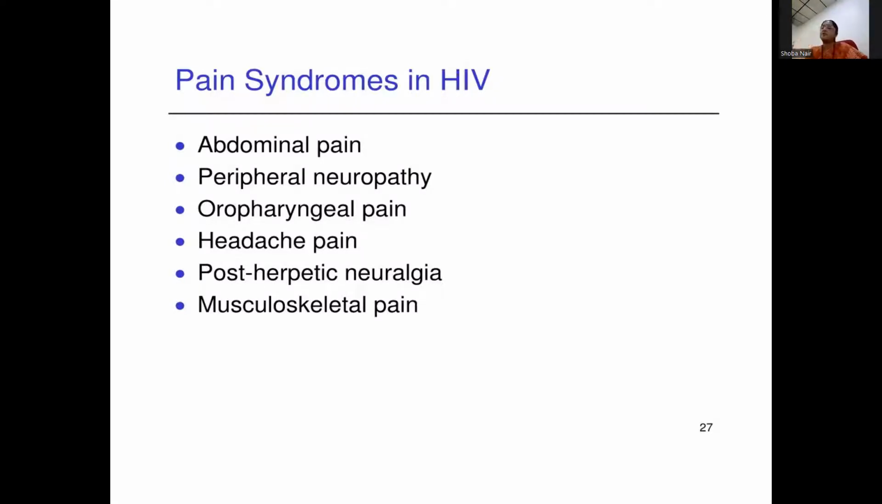You can have peripheral neuropathy with HIV itself, the virus itself, and also medicines like stavudine, which is a common component of ART medications. You have oropharyngeal pain, of course, aphthous ulcers, dryness of your mouth. You have oral thrush commonly in these patients. Headache because of, like I said earlier, cryptococcus and CMV virus, etc. You have post-herpetic neuralgia, which is commonly seen in such patients because of immunosuppression, and musculoskeletal pain goes without saying.